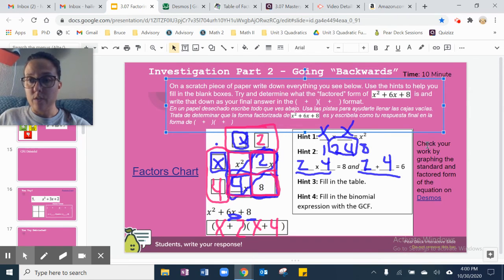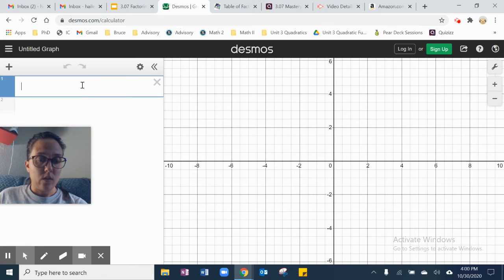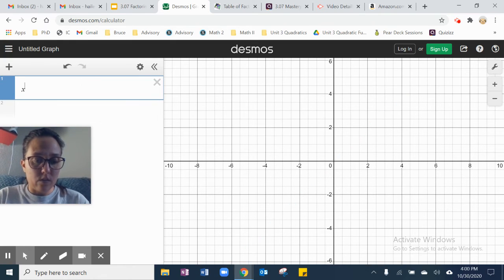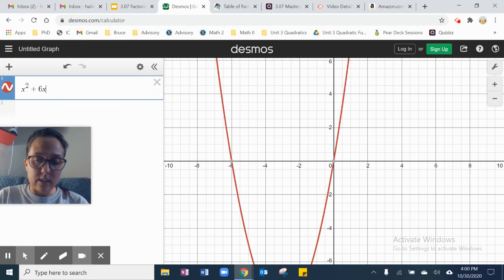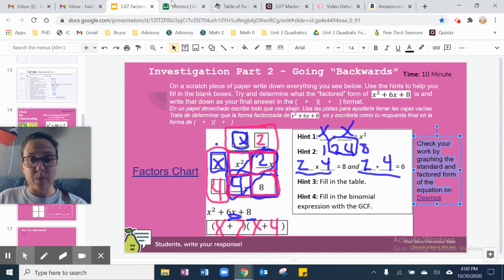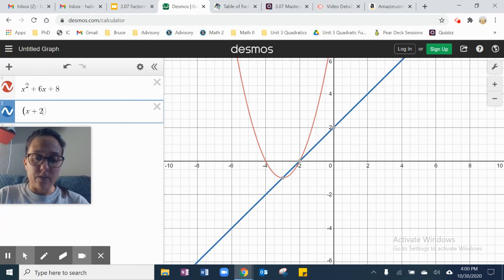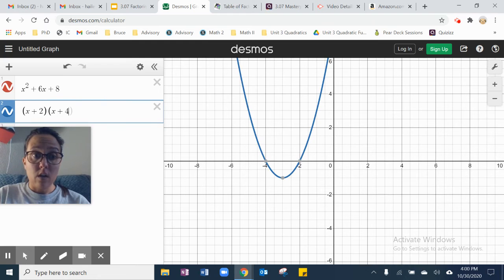But over on the right-hand side, it says, check your work by graphing it on Desmos. So let's do that. So we have x squared plus 6x plus 8. All right, there's that function. And then we have x plus 2 and x plus 4.